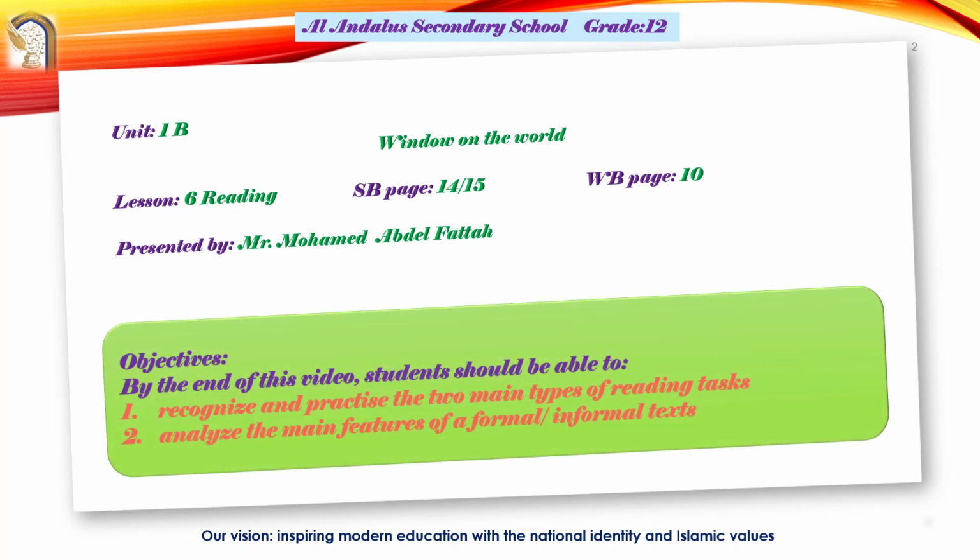By the end of this video, we are expected to be able to recognize and practice the two main types of reading tasks. What are the two main types of reading tasks? We are going to find out during our lesson. The second objective is to analyze the main features, the main characteristics of a formal and informal text. Now, let's move on to our first task.